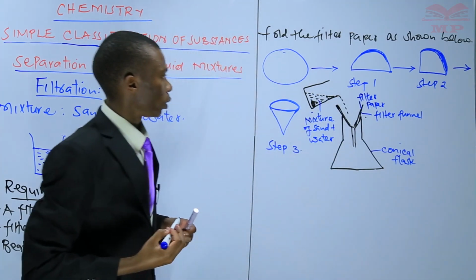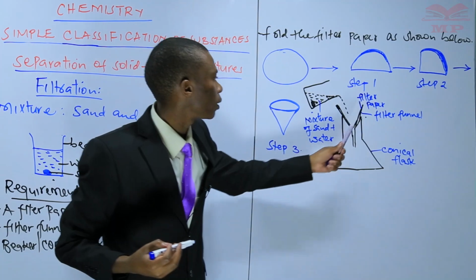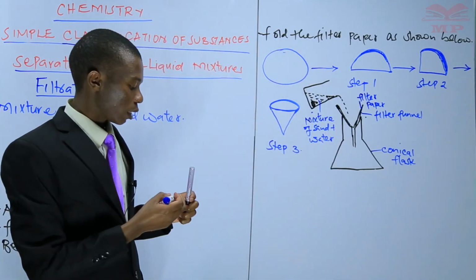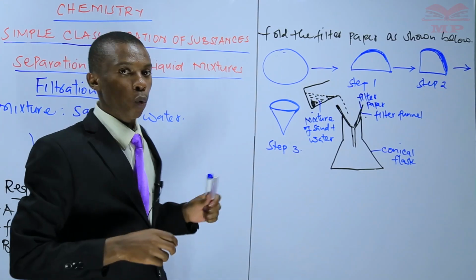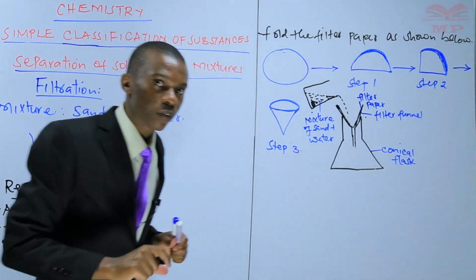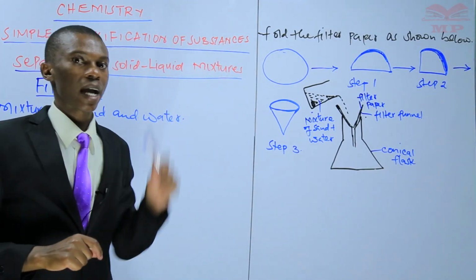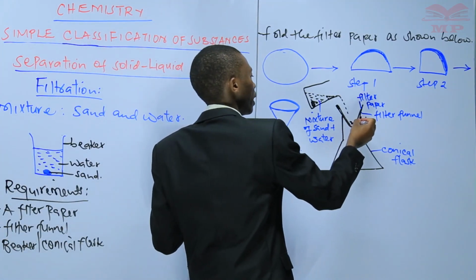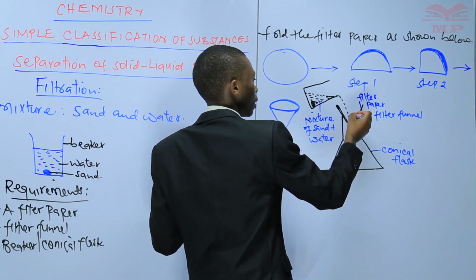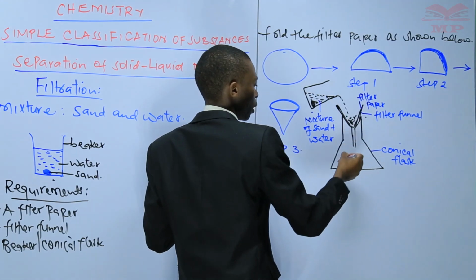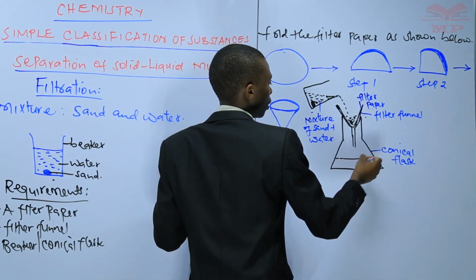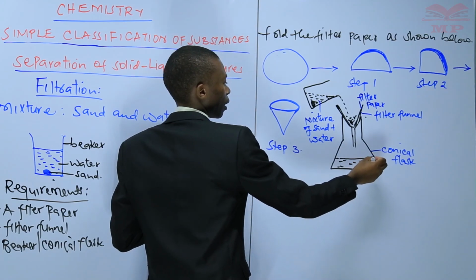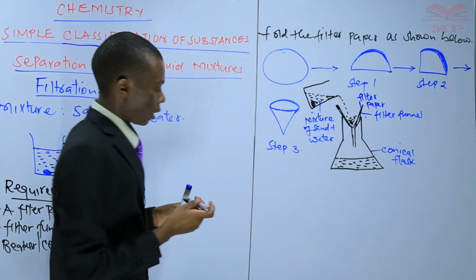This is a mixture of sand and water. When you put the mixture of sand and water at this position, then water will pass through the filter funnel while sand will not. And therefore, sand will be collected at this point. Sand will be collected at that position. Then water will get in and be collected as the filtrate at that position.